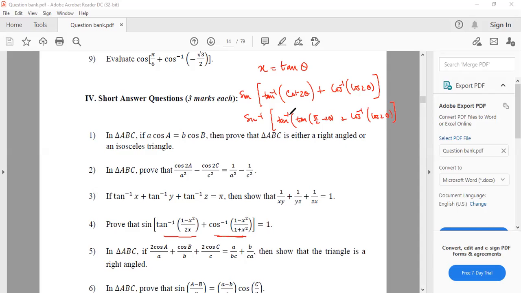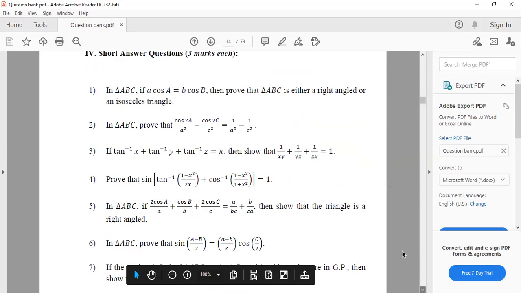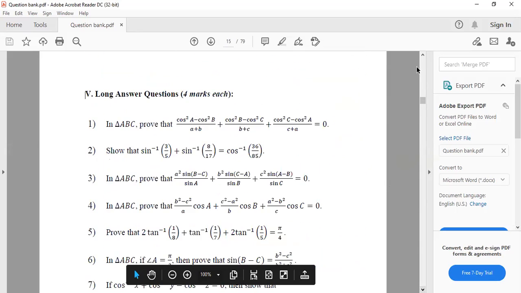Now tan inverse and tan cancel. Cos inverse and cos cancel. So sine of pi by 2 minus 2 theta plus 2 theta, which is sine pi by 2, which is 1. No problem, no? Since you have done this in derivatives, it's not an issue for you. Is it fine? We'll go further. No problem, this is known.